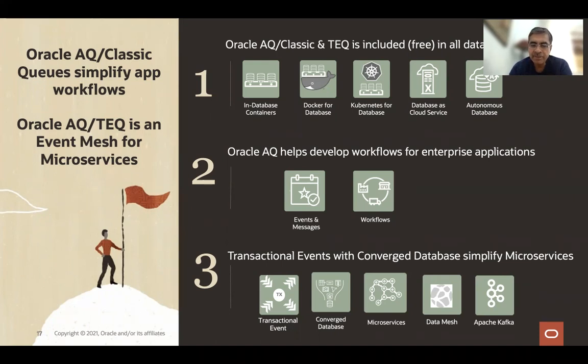So we have spent a lot of effort in live labs, right? There's a converged database live lab that talks about using AQ for microservices. We built a mobile food delivery app called GrabDish. You can look at the hands-on lab that is part of these sessions, where you can see a converged database, microservices, and AQ and transactional event queues. So AQ classic for simplified app workflows, and then TEQ for using as an event mesh in microservices.